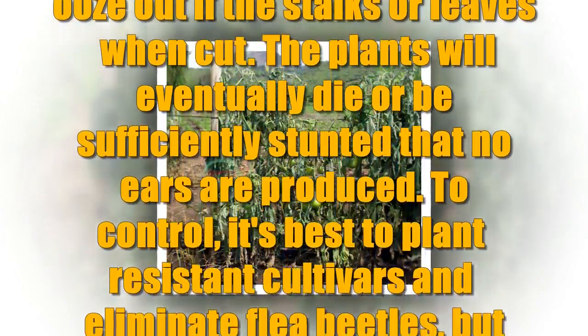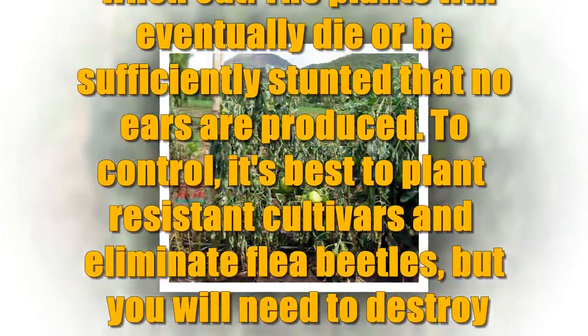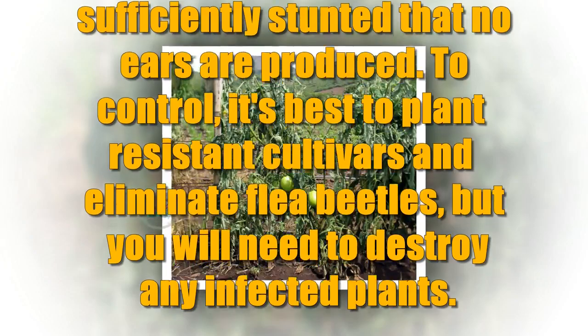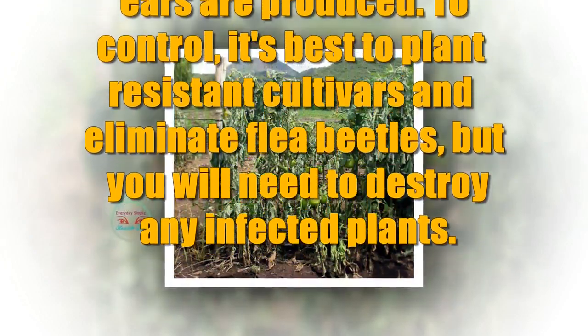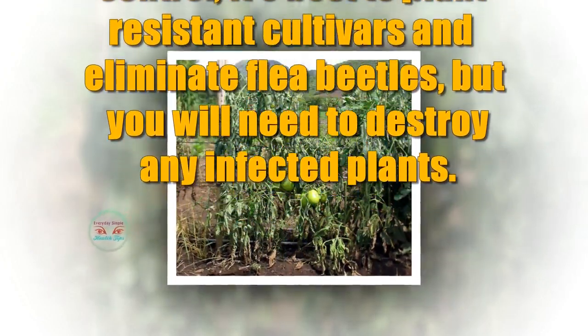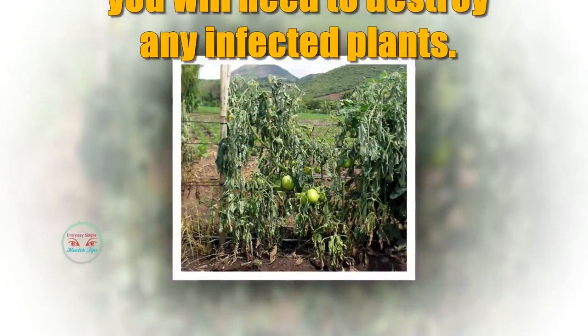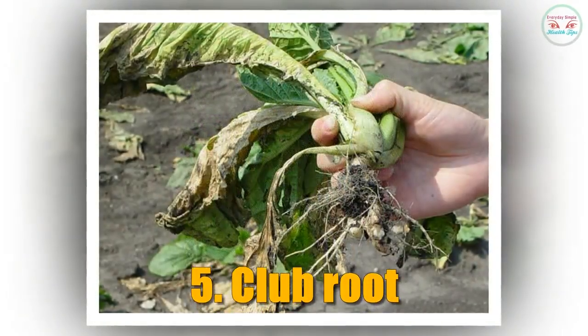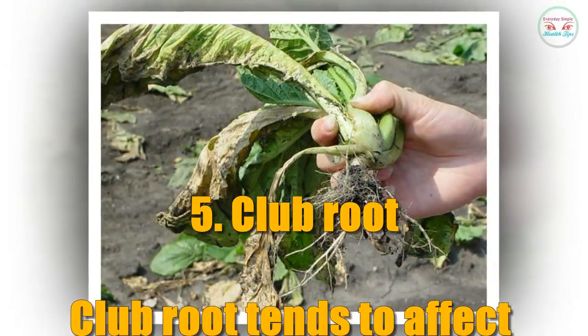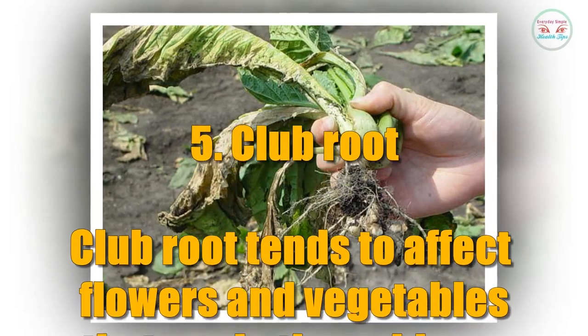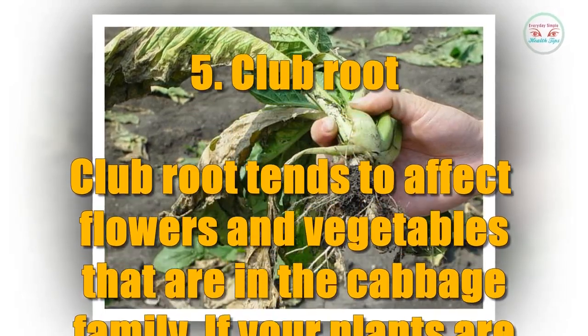The plants will eventually die or be sufficiently stunted that no ears are produced. To control, it's best to plant resistant cultivars and eliminate flea beetles, but you will need to destroy any infected plants. 5. Clubroot. Clubroot tends to affect flowers and vegetables that are in the cabbage family.